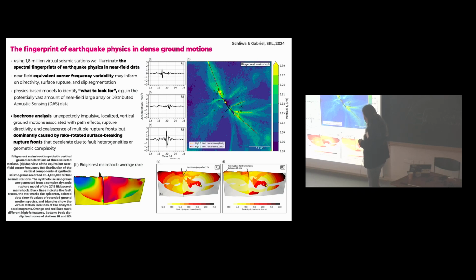To better understand what we're seeing here, we did isochrone analysis, so tracking back where these pulses are coming from. And I'll make it very short. We see that this is caused by rake-rotated surface breaking rupture fronts. So this is a strike slip earthquake, however close to the free surface. And Yoshi also has interesting work on this in simpler models. You see rake rotation, so you have rotation of the slip direction while this earthquake is breaking to the surface, and that can cause really impulsive and localized strong velocity pulses here.